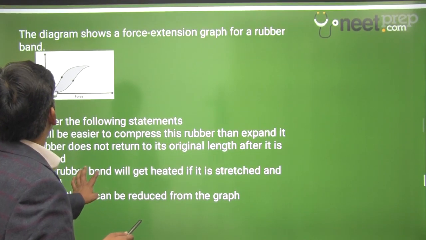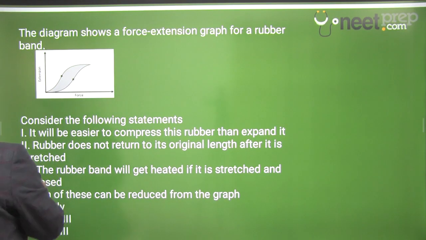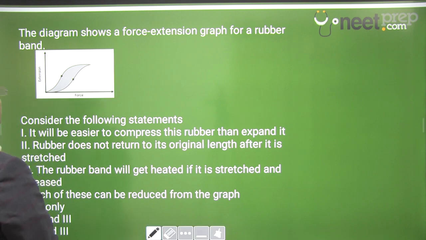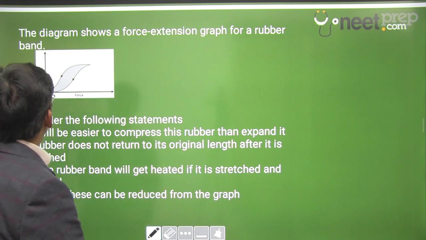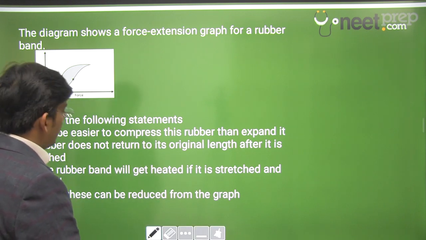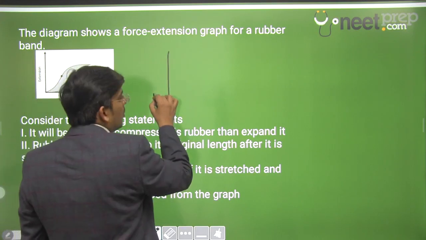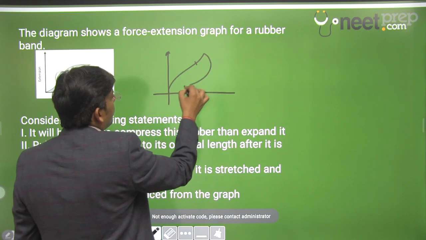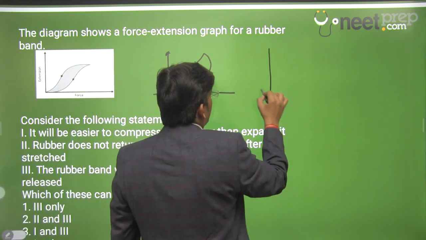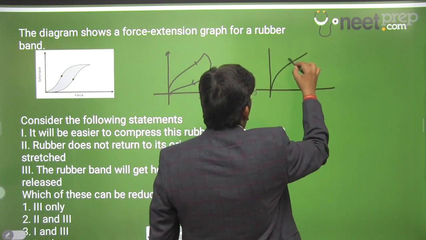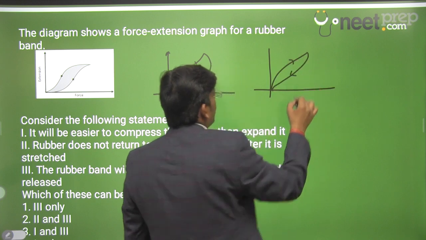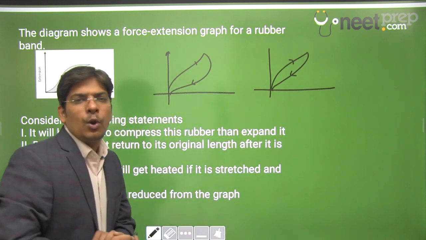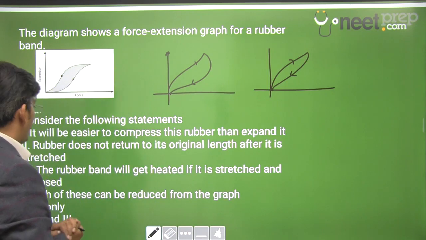See, this is called obviously elastic hysteresis, dear students. The diagram shows the force extension graph of a rubber band. The area of the hysteresis loop, the elastic hysteresis loop, gives the energy dissipated during reformation and definitely deformation, dear students. What is the energy dissipated during the process of deformation and reformation?